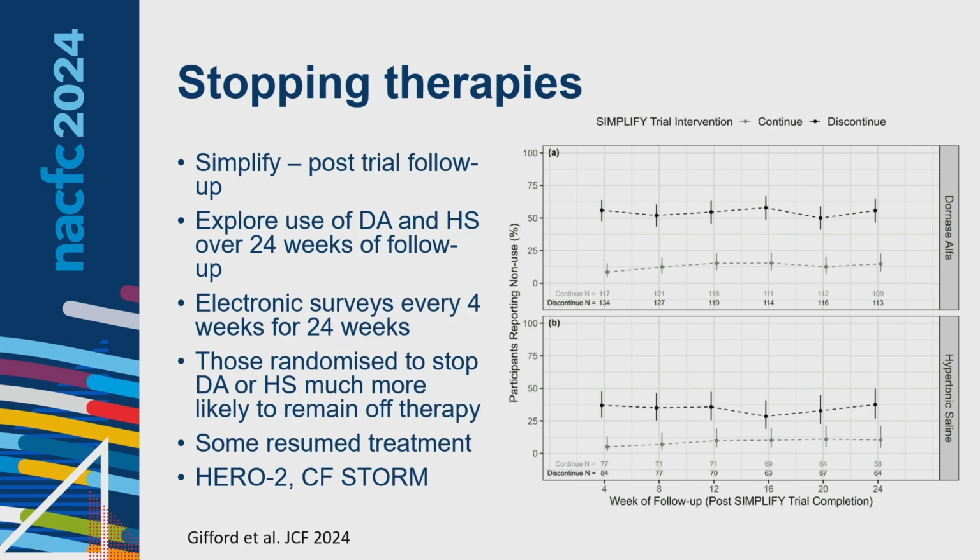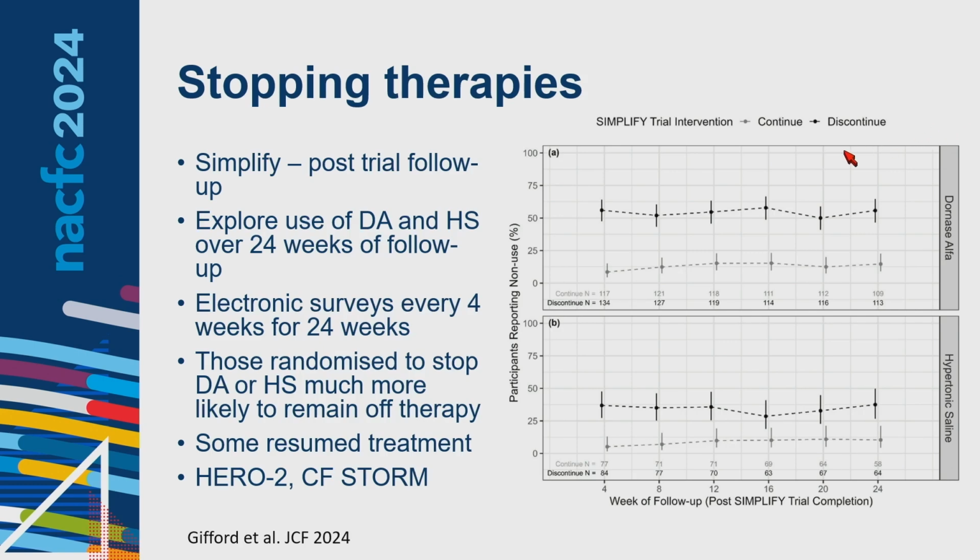Here they used electronic surveys every 4 weeks for 24 weeks. And of course, this is self-reporting. We know about the challenges with that and the array of biases that happen with that. But the data showed, unsurprisingly, that those randomized to stop Dornase alfa or hypertonic saline were much more likely to remain off that therapy.